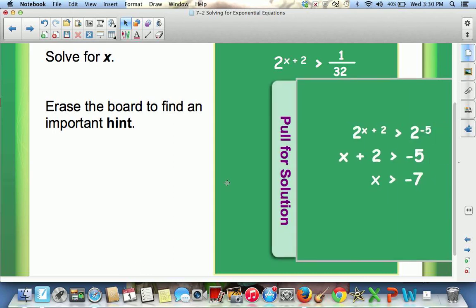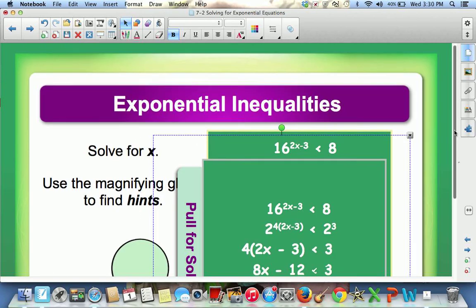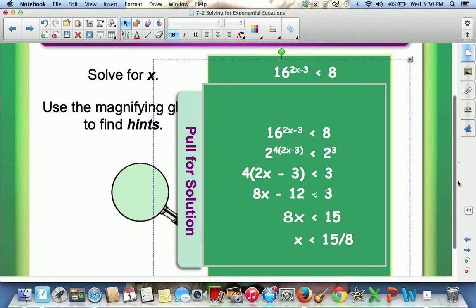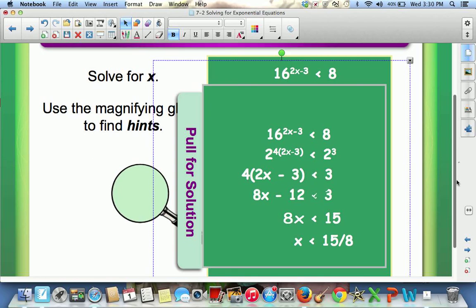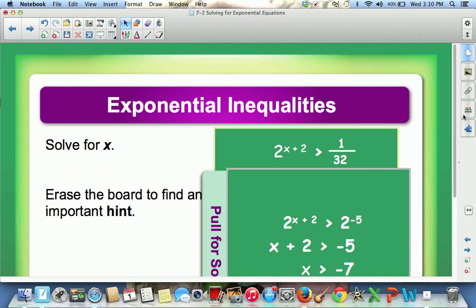All right. We get the bases the same, and then we can just deal with the exponents. So we have x plus 2 is greater than negative 5, and then x is greater than negative 7. So you want to plug in something that's greater than negative 7, and that should be greater than 1 over 32. I don't think I said that on the last one, did I? I said 15 over 8. You want to pick something less than 15 over 8. I'm sorry, I apologize.